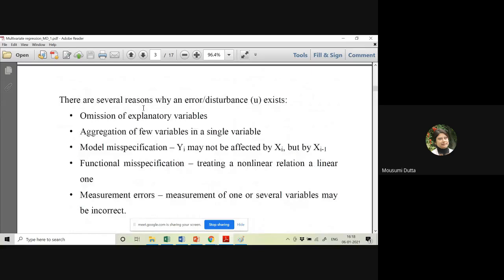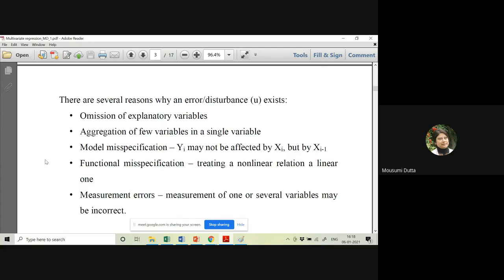Okay, now the question is why all the scatter points do not lie on the fit, why we get this kind of problem. There are several reasons why an error or disturbance exists, why the points are not always on the fit, though the theory is telling us this will be the fit. Okay, so the problem may be omission of explanatory variables. While presenting the demand equation, maybe we are considering the price of the commodity, price of the substitutes, price of the complementary, income of the consumer, and we are moving up to taste and preference.